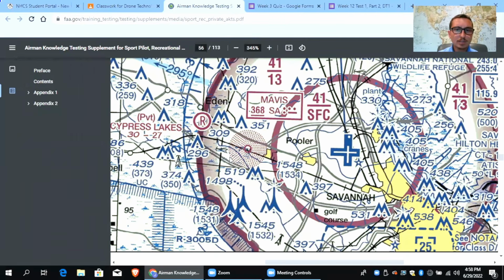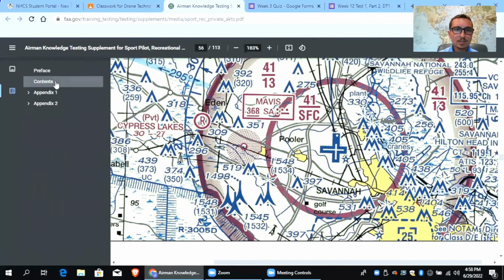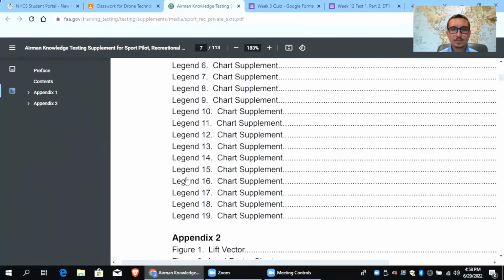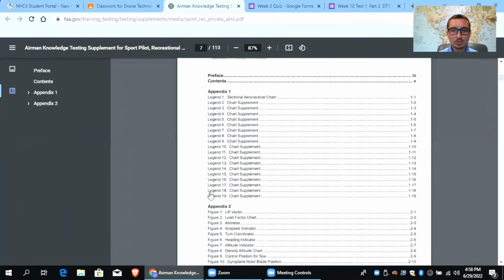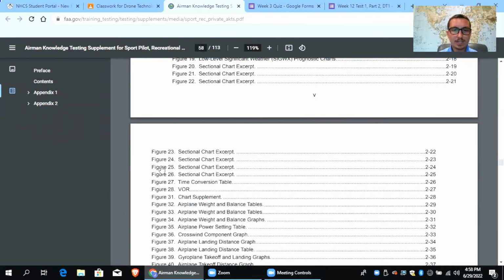Let me zoom out a bit. Go to my table of contents over here. It's going to be slow. Come on. Zoom out a little bit more. All right, too much. Sorry. There we go. All right, 25.